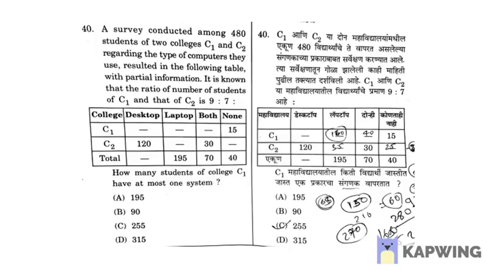This question also was a bit tough, because there are many things you need to calculate, and finally after arriving at an answer you have to use your logic. A survey conducted among 480 students of two colleges, that is C1 and C2. From these 480 students, as they have given the ratio, for college C1 the total number of students was 270, and for college C2 it is 210. Based on that I have calculated, and the final answer is not the one which is marked here. It is answer B, that is 90.